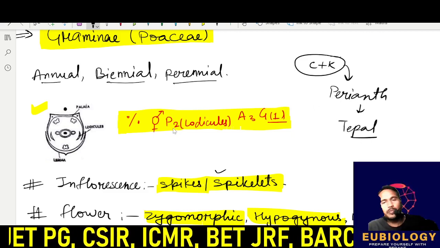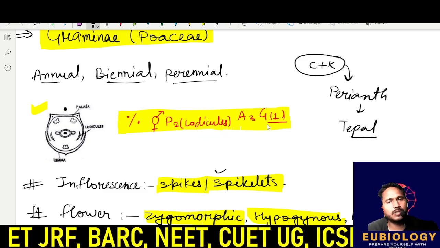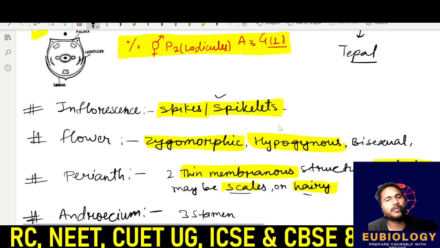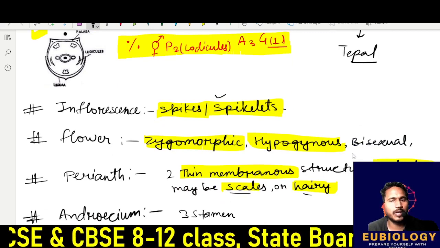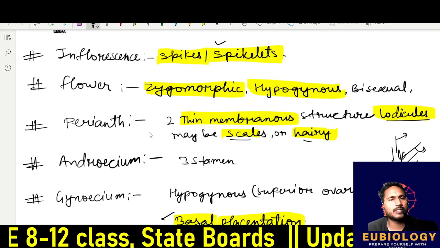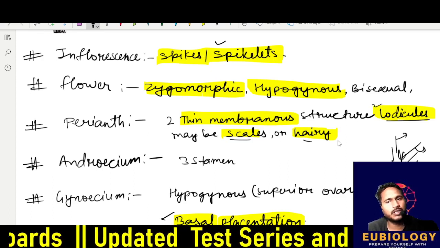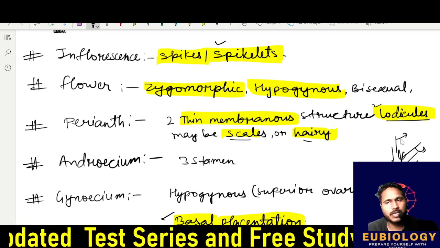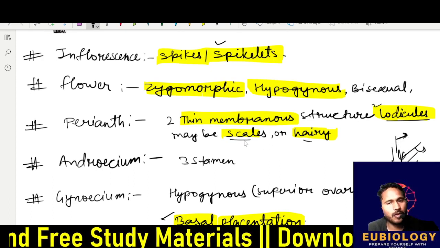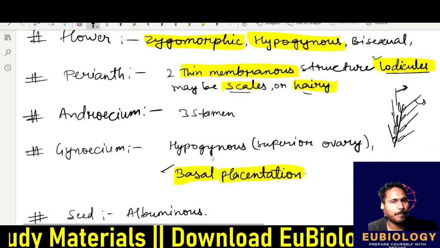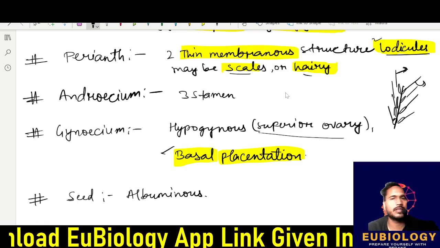Here two perianths will be there, which are called lodicules, androecium will be 3, gynoecium will be superior, 1 in number. Inflorescence will be spikes or spikelets. Flowers will be zygomorphic, hypogynous, bisexual. Perianth is two thin membranous structures called lodicules. The spike-like structure you are seeing here is called a lodicule, or it can form scales or a hairy structure. Understood? Androecium will be 3, and the hypogynous flower is very important.